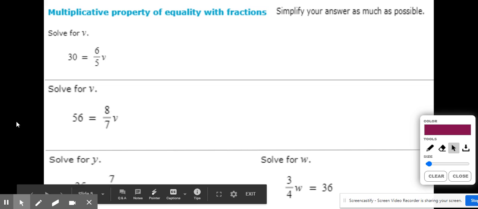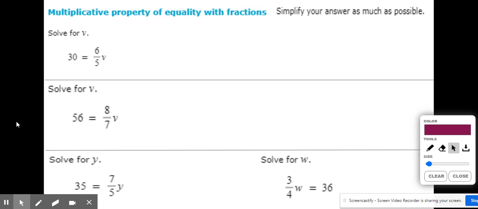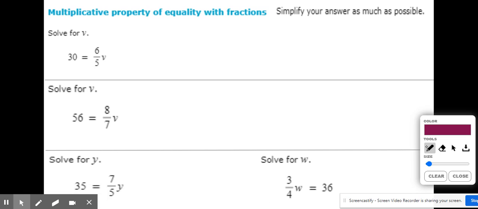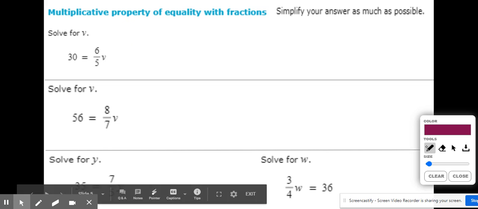Okay, and let's continue with our next set of problems, the multiplicative property of equality with fractions. Okay, so remember I gave you that hint before that even when it looked like we were dividing, we were just multiplying by the reciprocal. That's what's going to happen over here. So to start off, me marker. Okay, so to start off, we have, why is this not writing?